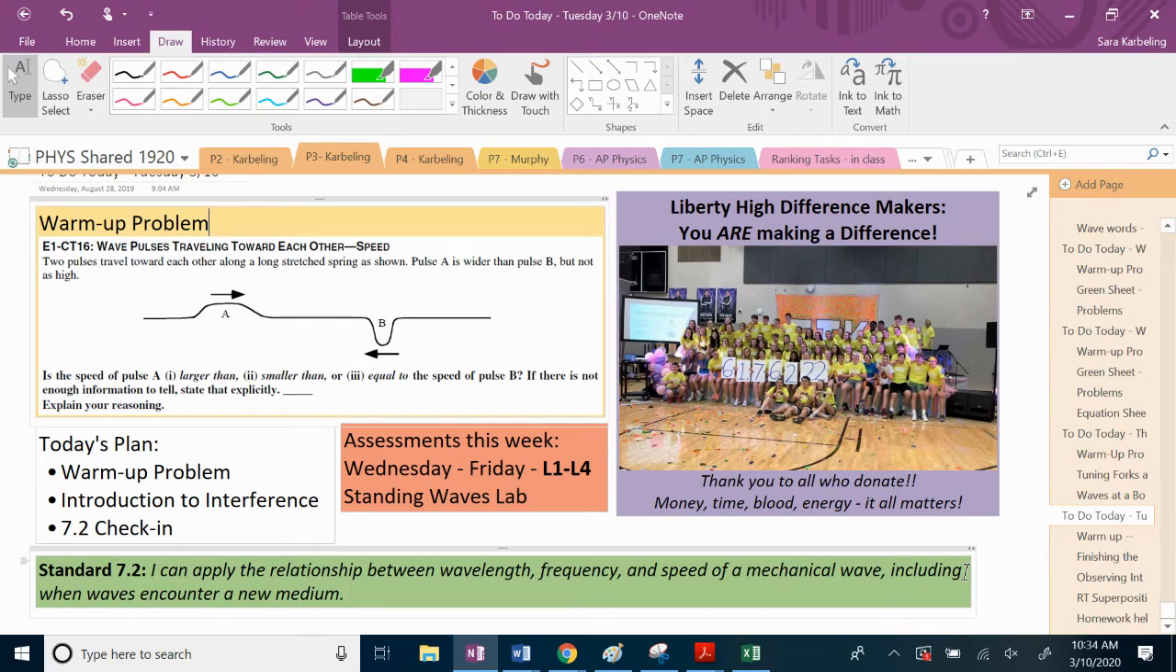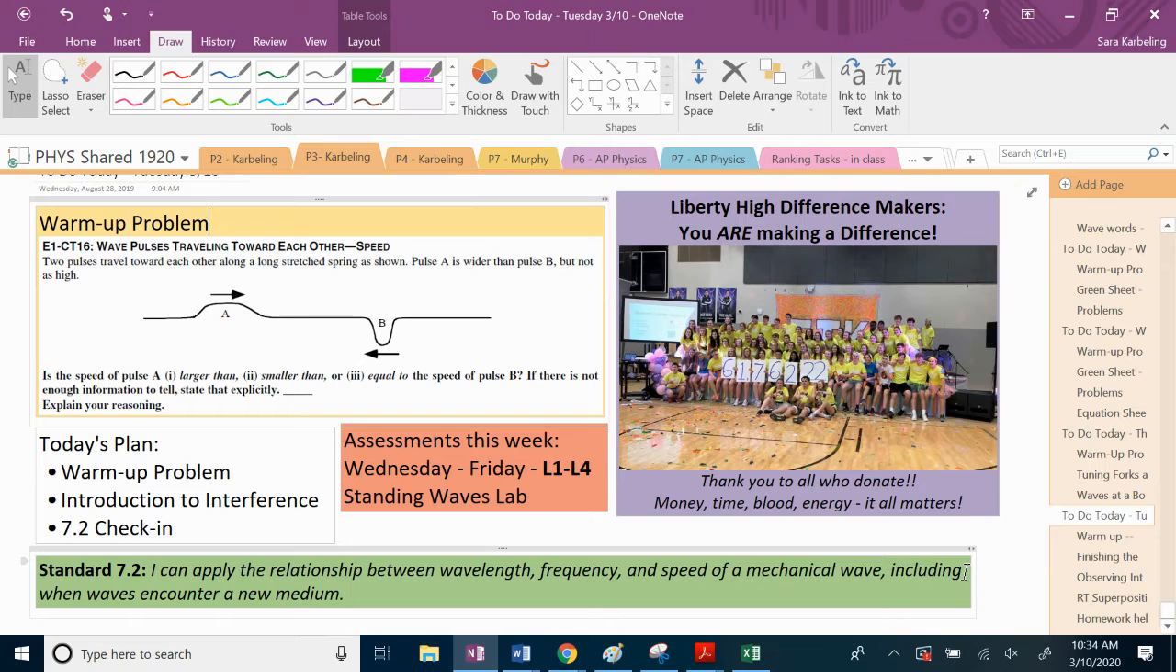Monday or Tuesday or Wednesday this week. And again, let me know if you have questions. That's the first thing. 7.2, that's the one that we are assessing today. So 7.2 standard says I can apply the relationship between wavelength, frequency, and speed of a mechanical wave. So do you know how to deal with that equation? And also knowing what happens when a wave encounters a new medium.